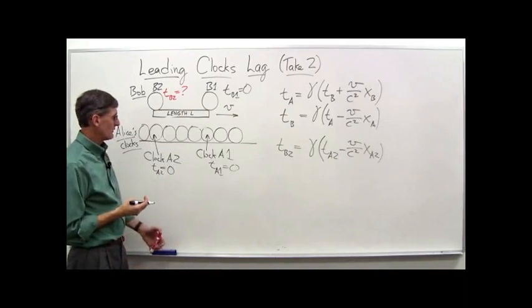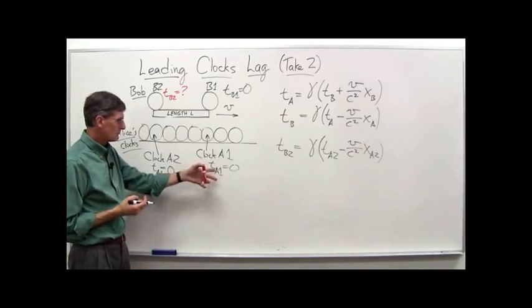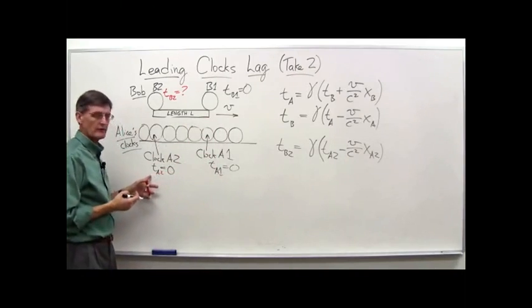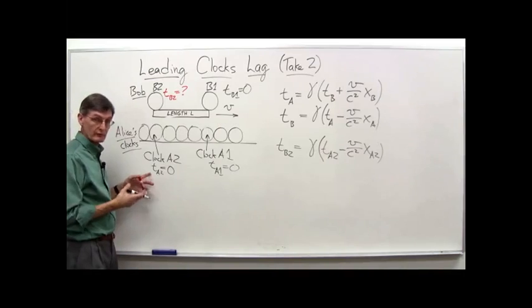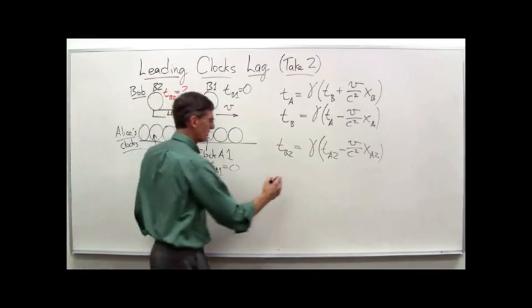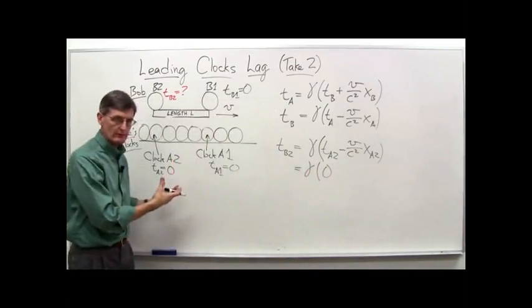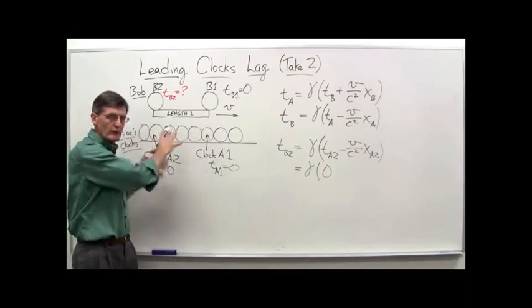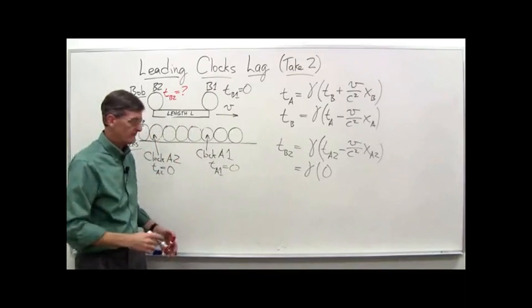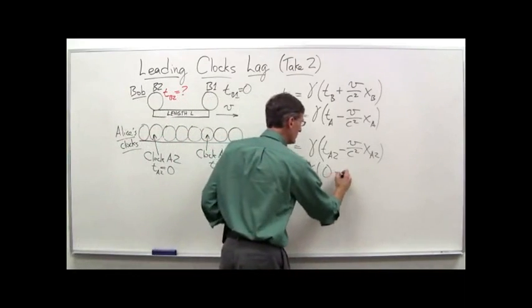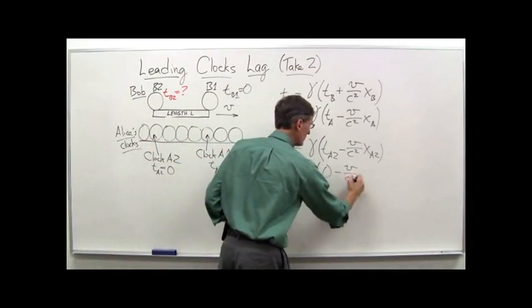Well, let's take a look at this. Clock TA2, right here, is 0. We've set it up that way. So this is just going to equal gamma times 0. We set our situation up that way. There are other ways we could set this up, but essentially we'd get the same answer. So we know it's 0 minus V over c squared.